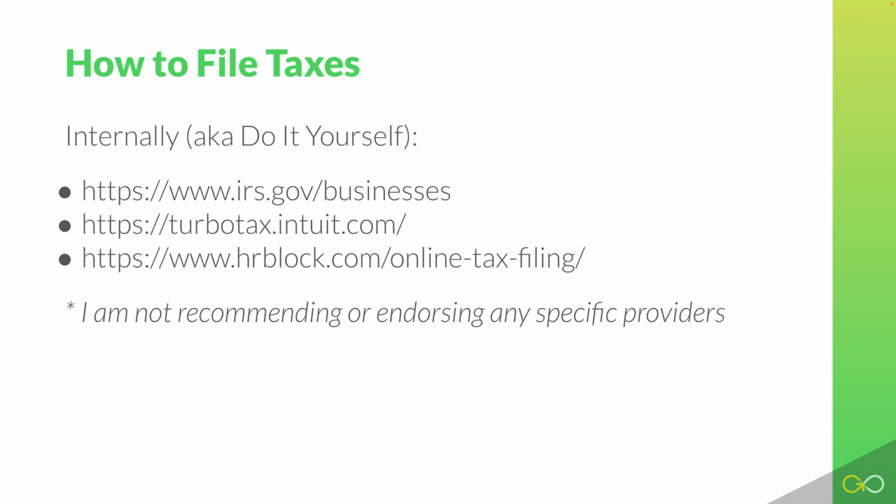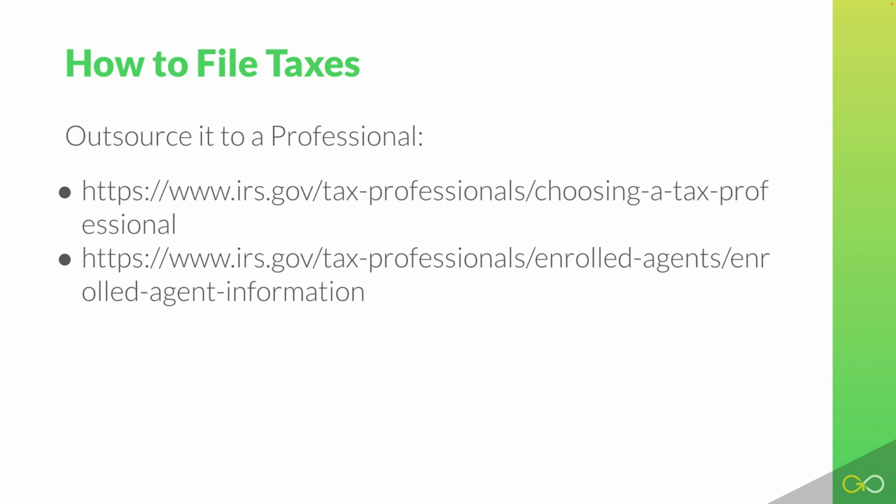When evaluating how to file your taxes, you really have two approaches. The first approach is to do it yourself, and the second is to outsource. If you're going to choose to do it yourself, you can use the irs.gov website to navigate and find solutions, or you can use a third-party software such as TurboTax or H&R Block. I'm not recommending or endorsing, I'm just letting you know what's out there. If you choose to outsource to a professional, I have two web links for you. The first is the IRS guide on how to choose a tax professional, and the second is the IRS guide to explain what an enrolled agent is.